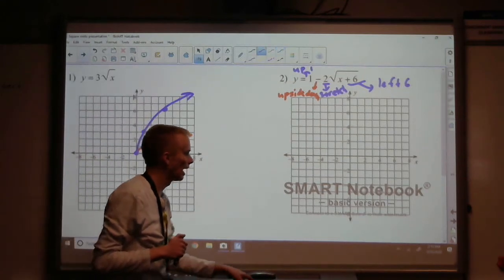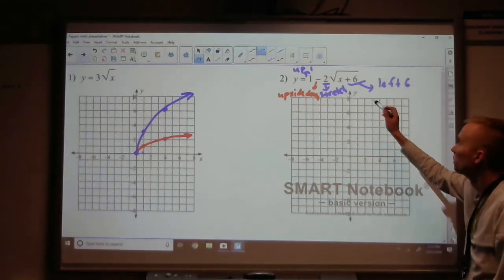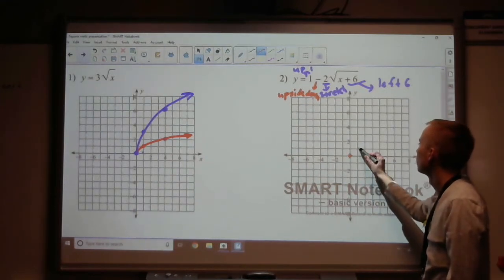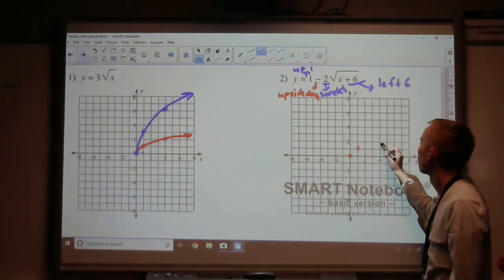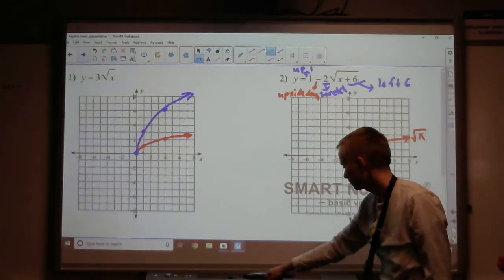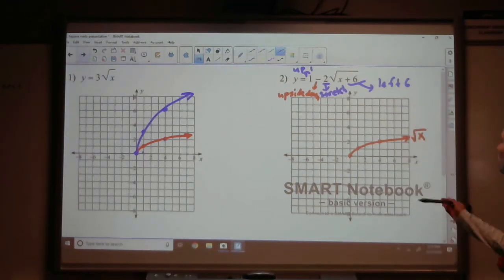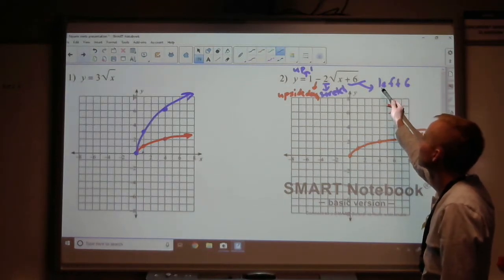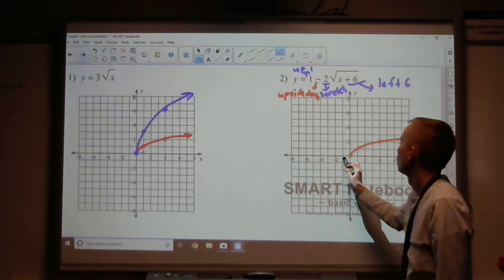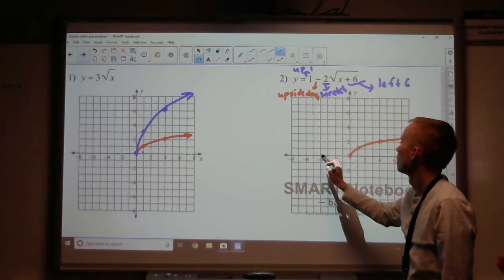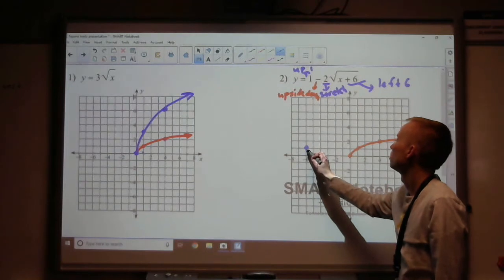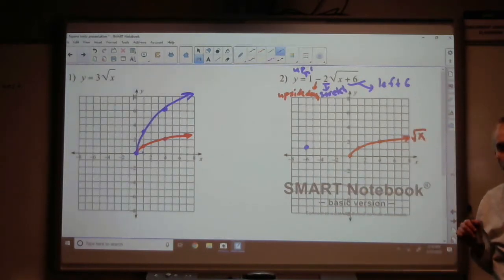So let's sketch our regular graph of square root and do all these things to it. This is a lot, right? I start at 0, 0. At 1, I'm 1. At 4, I'm 2. So this is my square root graph. Okay? Now what am I going to do? It tells me I go left 6 and up 1. So left 6, 1, 2, 3, 4, 5, 6. And then up 1 is going to put me right there. Okay?